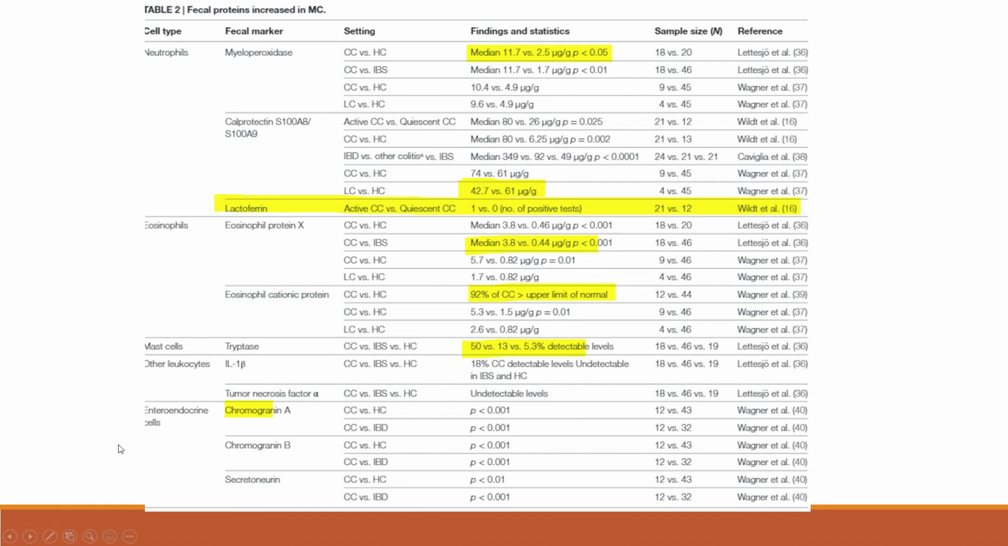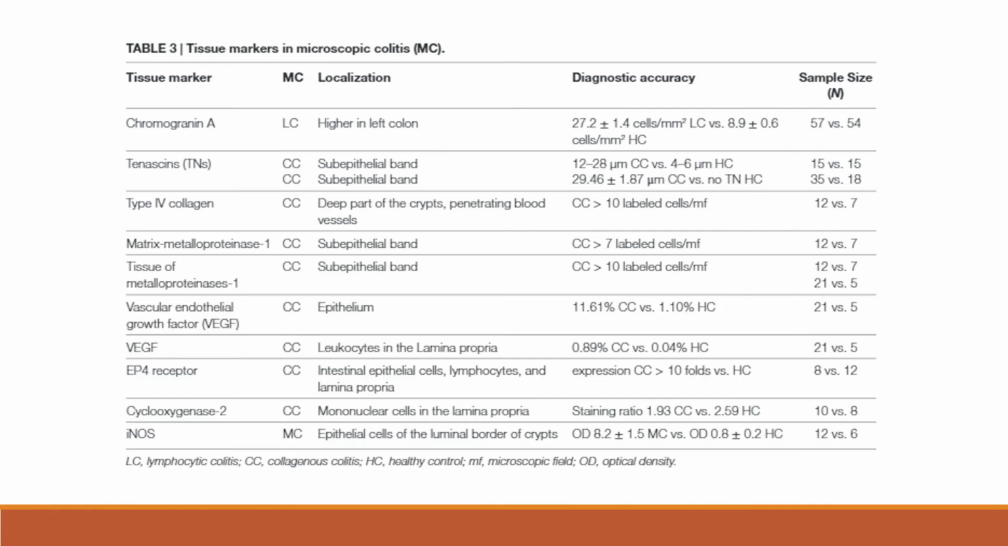Then the other markers, tryptase, leukocyte markers, neuroendocrine markers, are actually low or below normal compared to healthy controls. So I don't know what to make out of this, but this was an interesting article which I went over on PubMed, and I thought it was worth sharing. And what are the fecal markers in elevation? Okay. And these were the tissue markers in microscopic colitis.